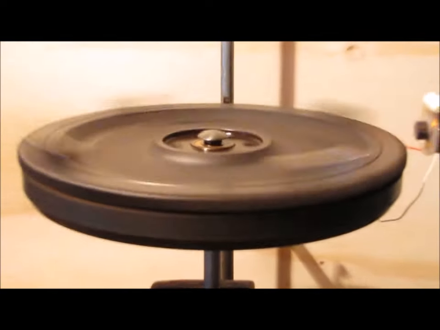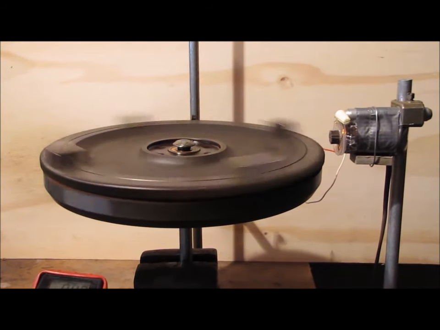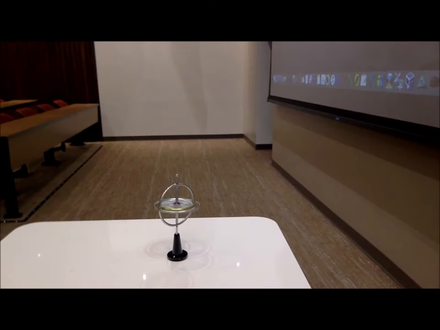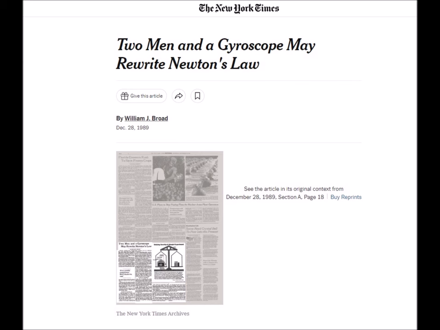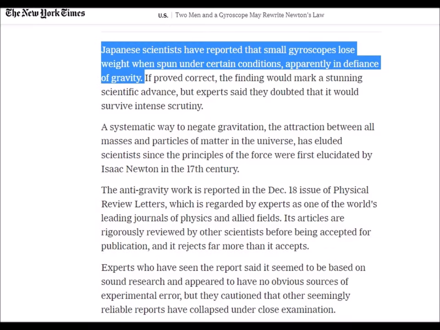Now, with the basic description of Otis Carr's craft concept, we might be curious as to what mainstream science has to say about rapidly spinning objects such as gyroscopes. In 1989, a report published by Hideo Hayasaka and Sakai Takeuchi of the engineering faculty at Tohoku University in Sendai, Japan, reported that small gyroscopes lose weight when spun under certain conditions, apparently in defiance of gravity.